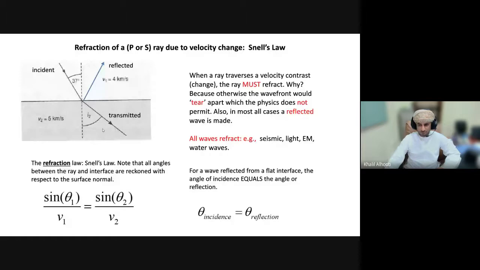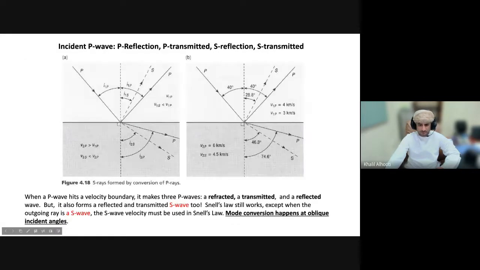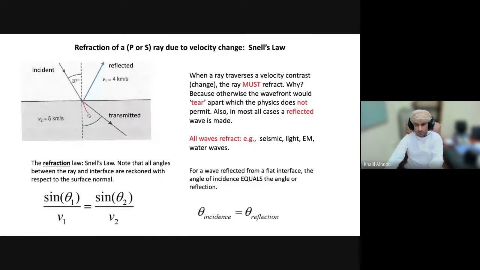So if, for example, let's assume that this is a P wave, an incident P wave, and I'm trying to get the refracted S wave, the transmitted S wave. What should I change here? What I want is the angle of the S wave. How would the S wave look like? How can I calculate it based on this Snell's law?